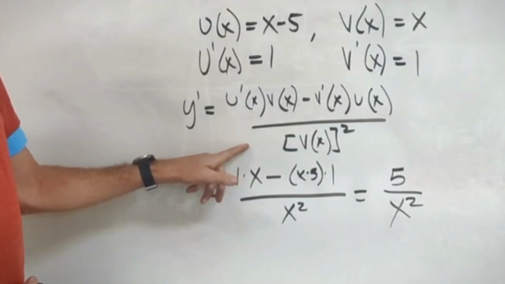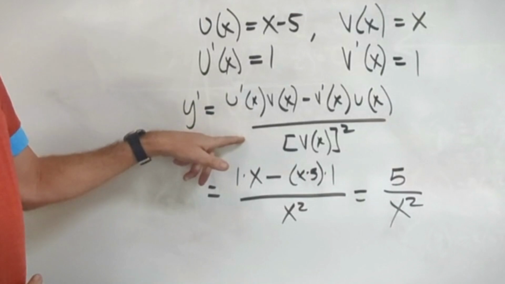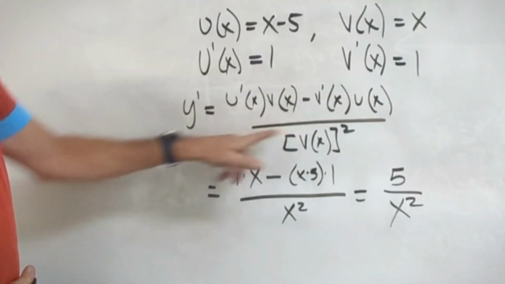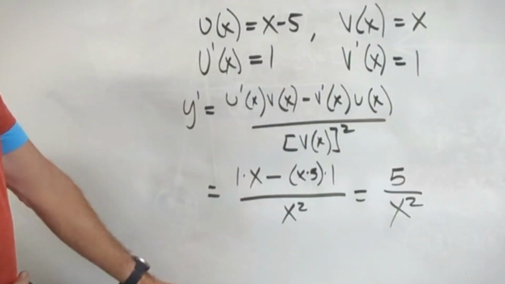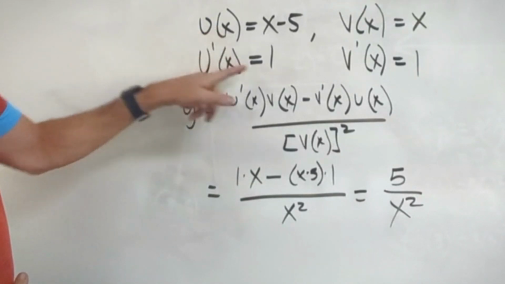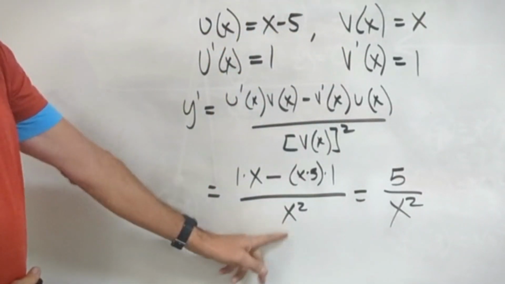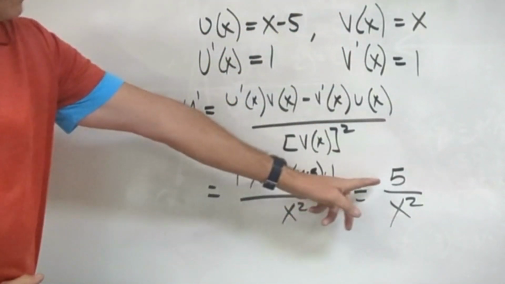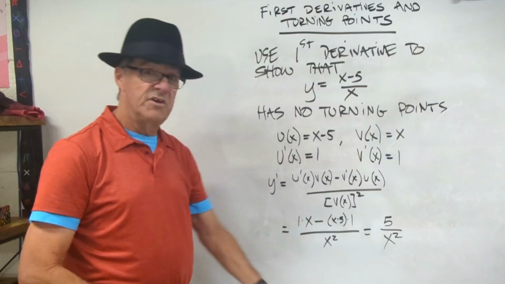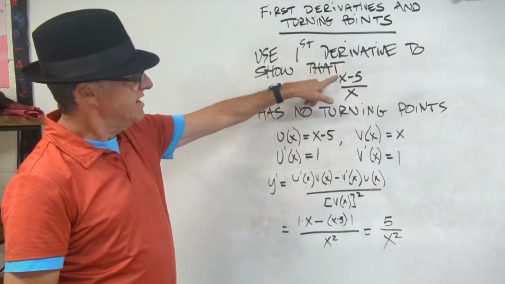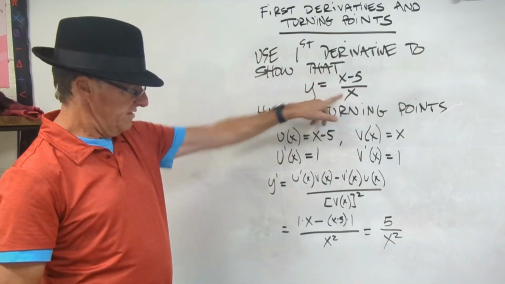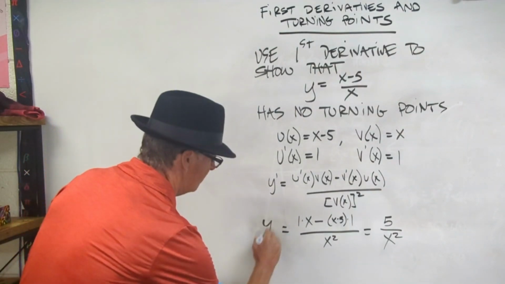Here's my quotient rule using my u's and my v's and my u primes and my v primes. So that's just a restatement of the quotient rule. I went ahead and plugged in my values from this section here, and then I simplified on down, and I get 5 over x squared. So that's the derivative of x minus 5 over x. That's our y prime right there.